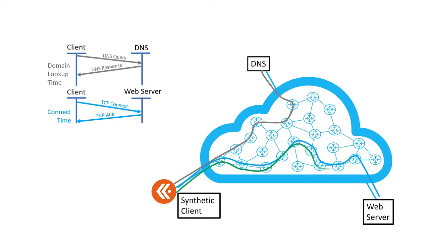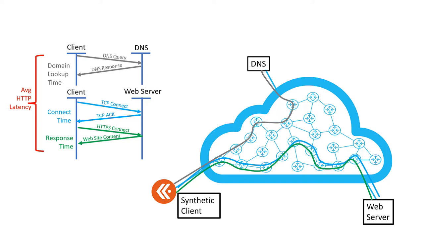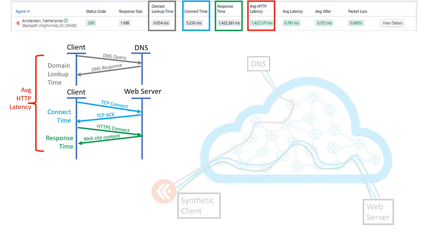The response time, which is from when the first byte of the response is received to when the last byte of the response is received. The average HTTP latency, which is the average time for HTTP requests made during the time slice. And that's from making the request to receiving the last byte of the response. This figure is the sum of the columns domain lookup time, connect time, and response time. All of these metrics are stored and available for historical trends.